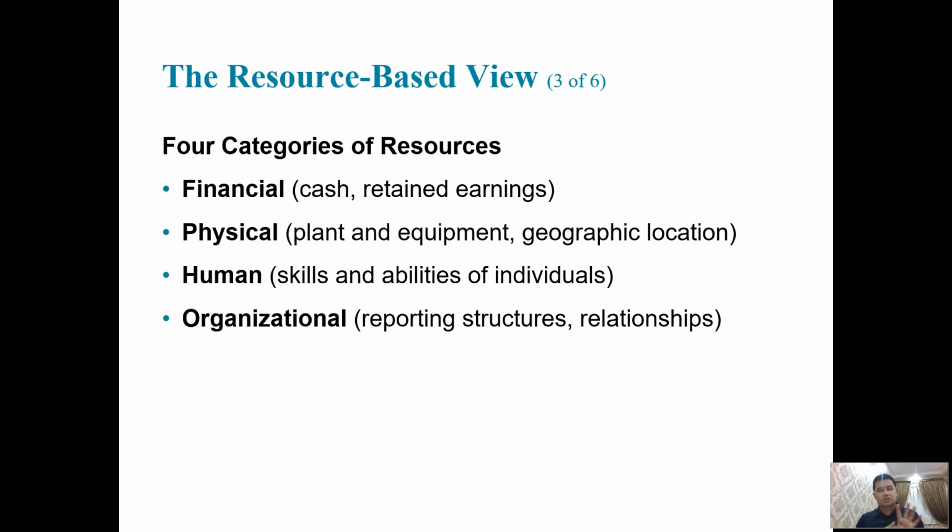So, four categories of resources. Financial resources include cash and retained earnings. Physical resources are plant, equipment, and geographic locations, and human resources are the skills and abilities of individuals, right? Organizational structure as a resource, what is it? Organizational structures are reporting structures and relationships.